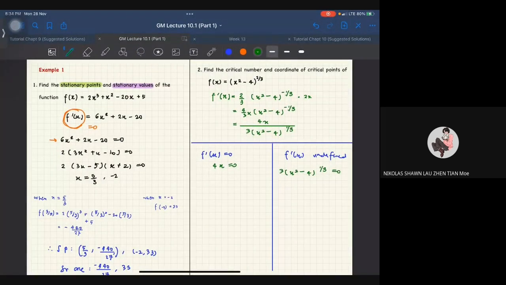Okay, so let's do it one by one lah. So untuk yang belah kiri, I will get the value of x as 0. Okay, so bila dah dapat x sama dengan kosong, soalan minta cari points kan tadi. Okay, so this one over here.